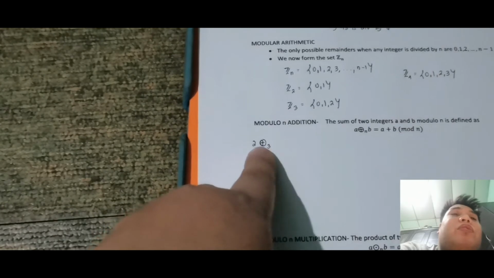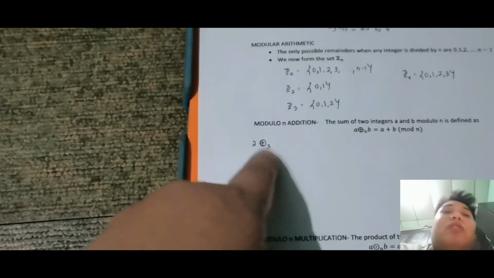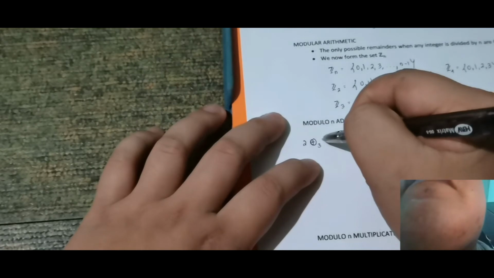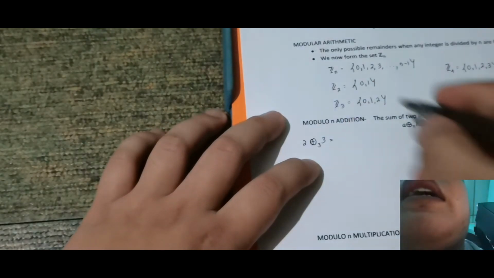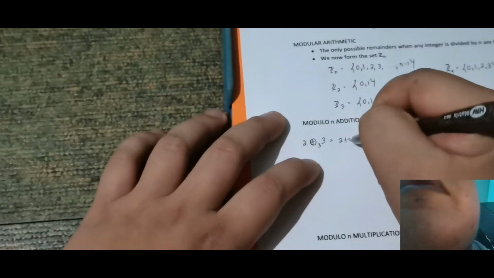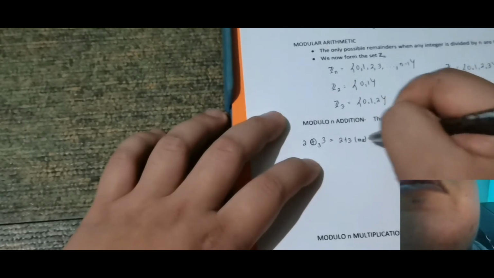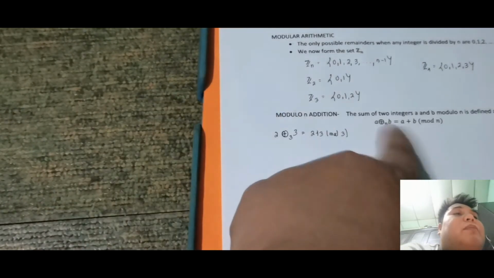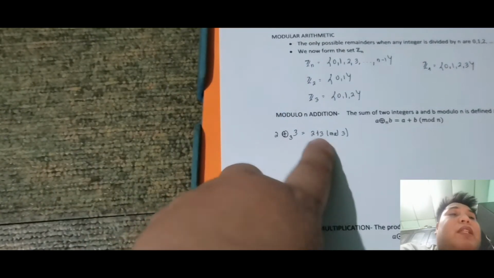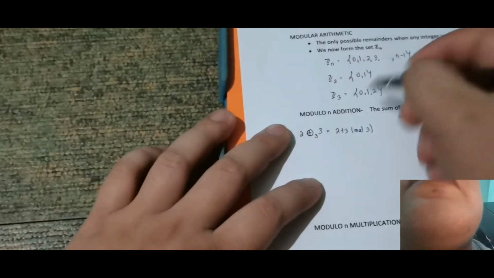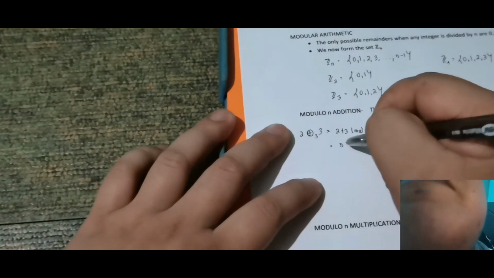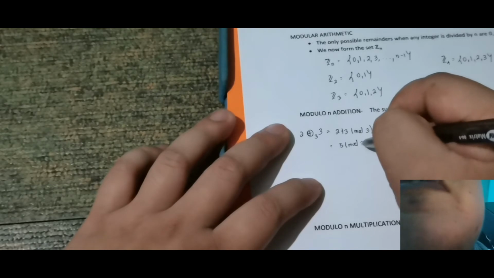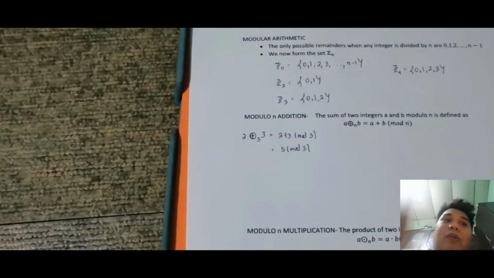So, 2 plus modulo 3, for example 3. Okay, so this is just equal sa 2 plus 3 modulo 3. Kung ano yung nakalagay na n, ayun nilalagay natin. Kung ano nakalagay doon sa sub, ayun nilalagay natin. So, ano to? This is 2 plus 3. So, this is just equal sa 5 modulo 3. So, when we divide 5 by 3, ano remainder? Again pag dinivide mo yung 5 by 3, ano remainder?